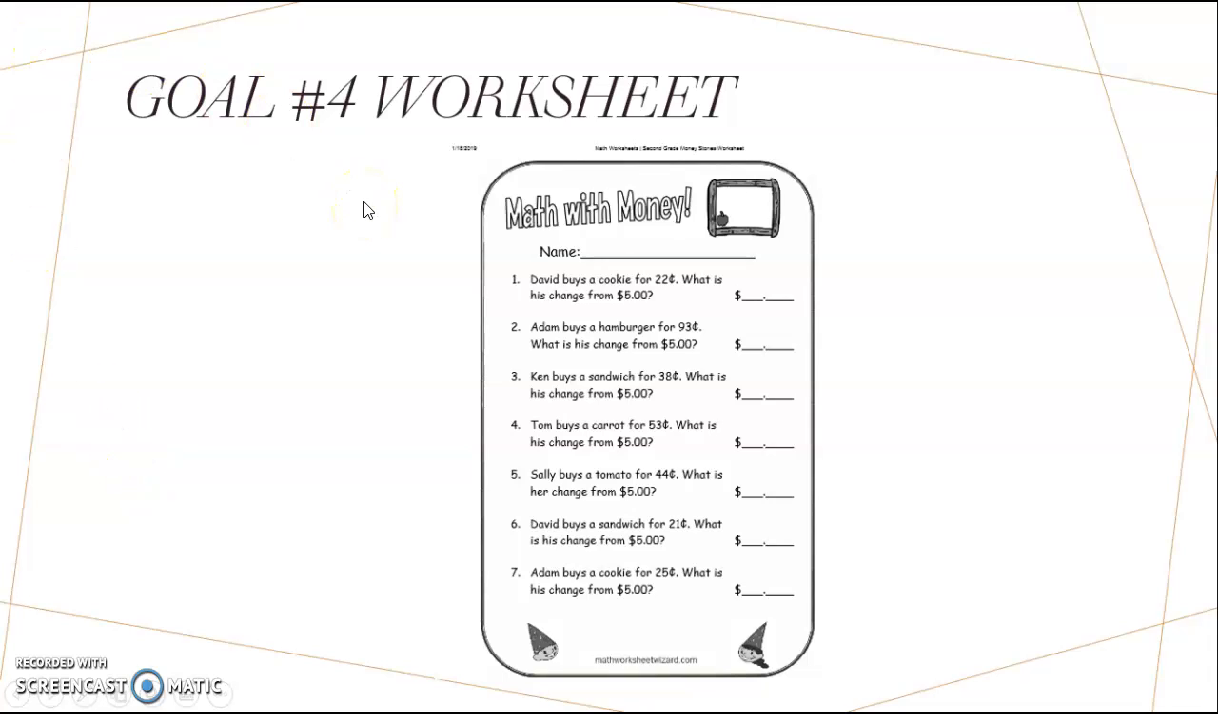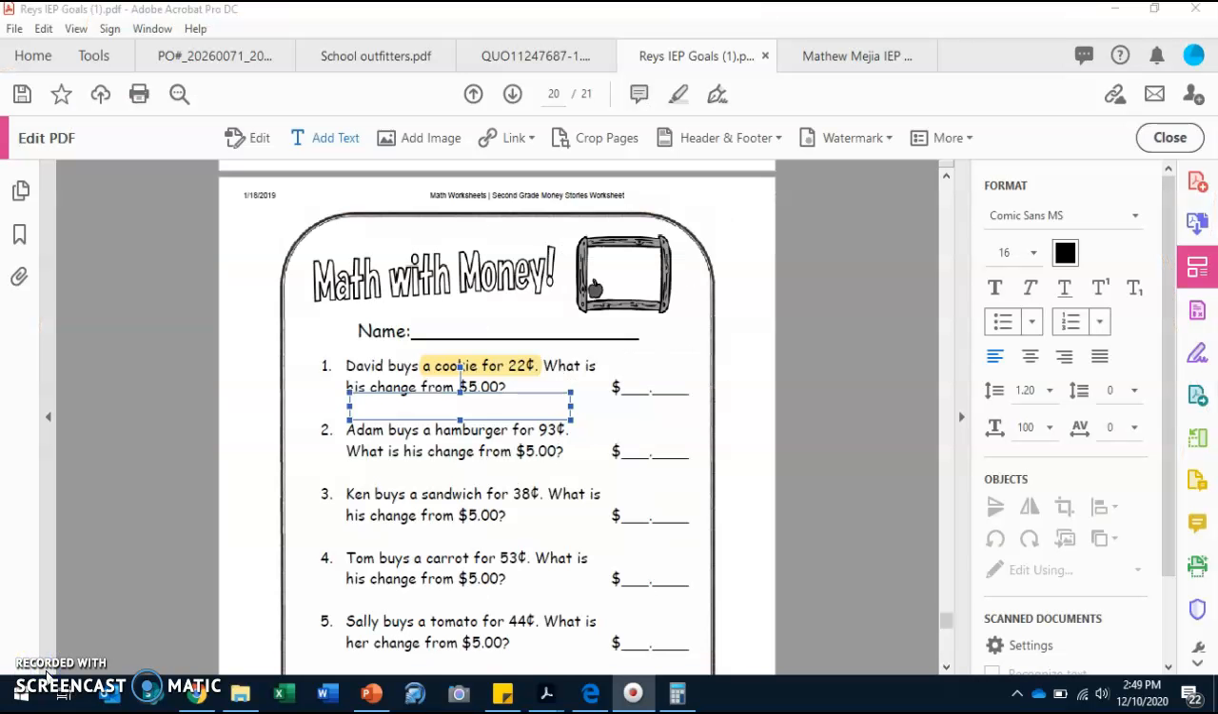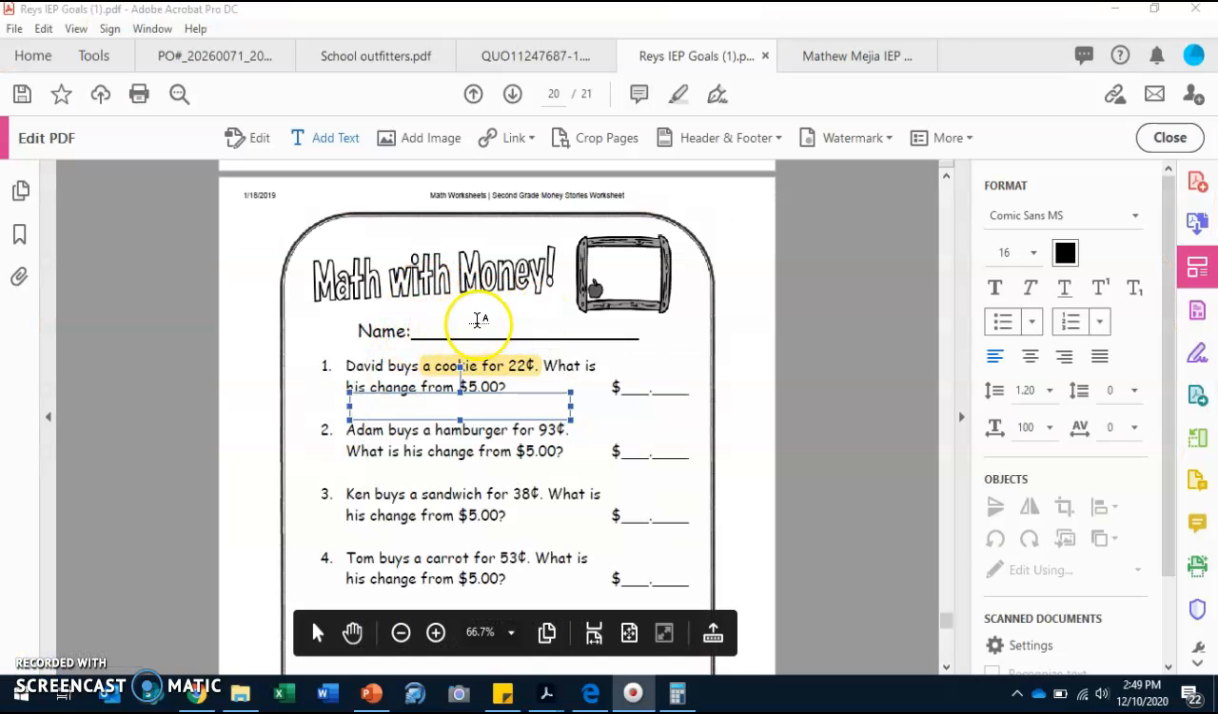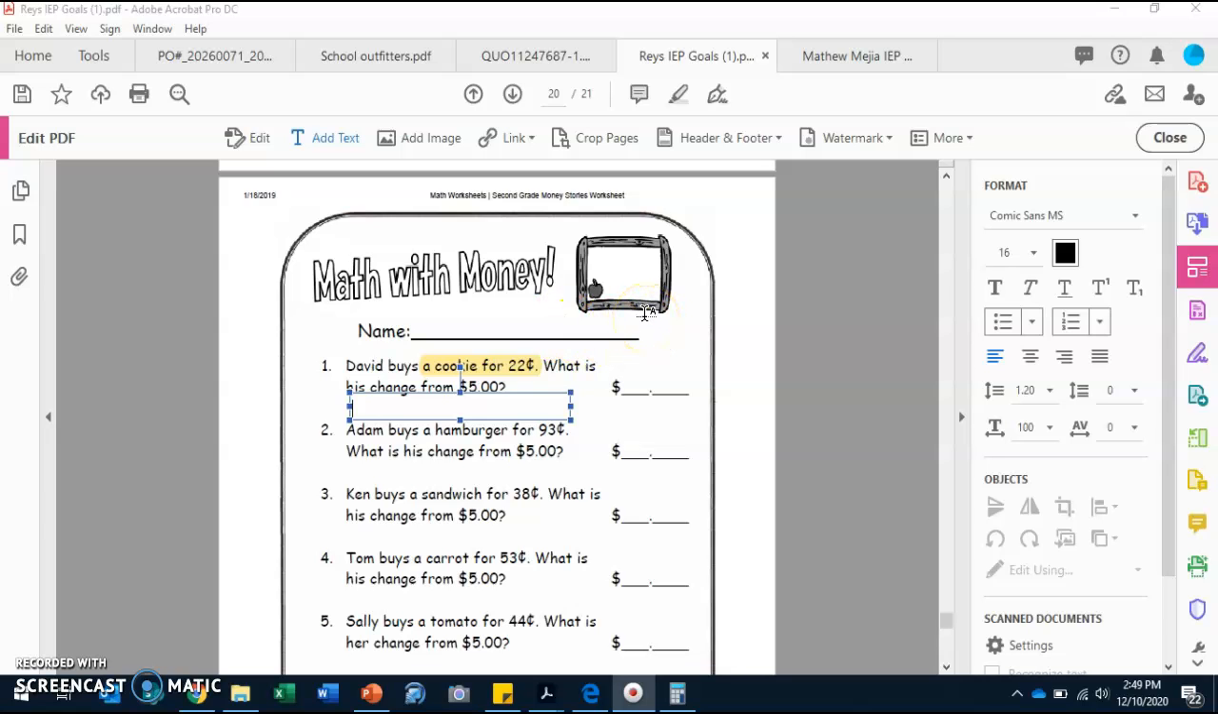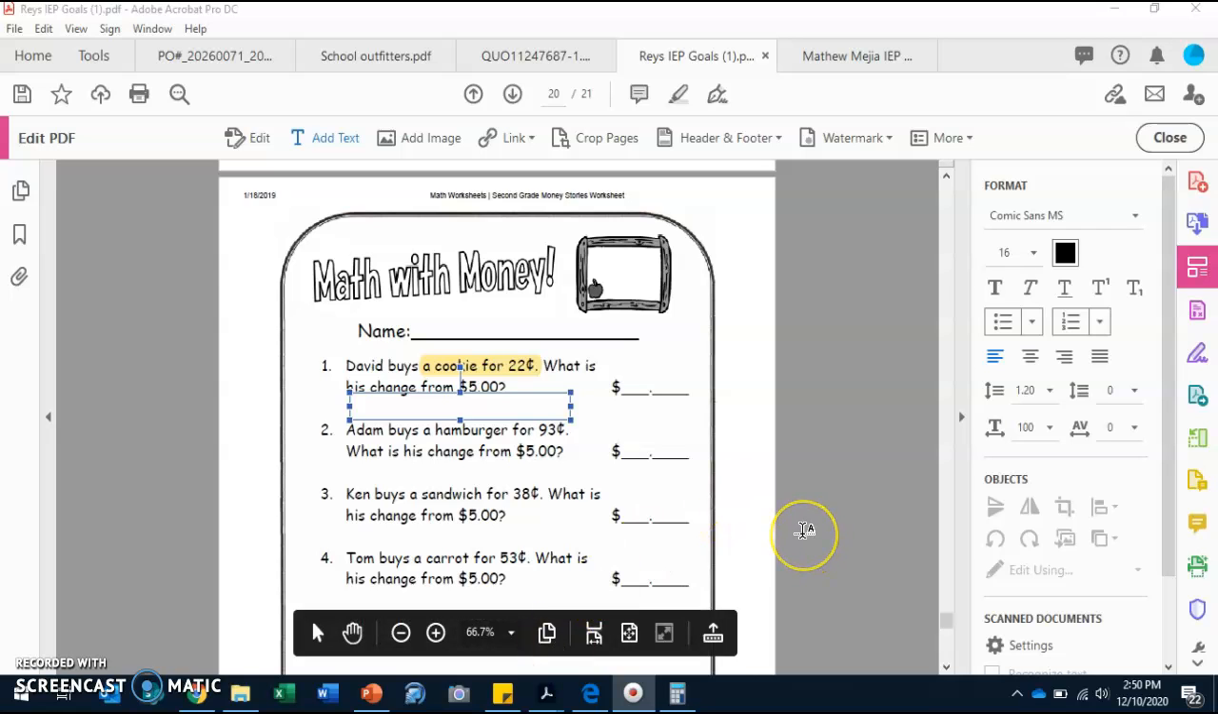The worksheet we're going to be working on today is called Math with Money, and the question begins with David buys a cookie. So take out this worksheet. Don't forget to write your name and the date, Ray. And also, please get out a calculator because we will be needing it in order to solve all these questions.